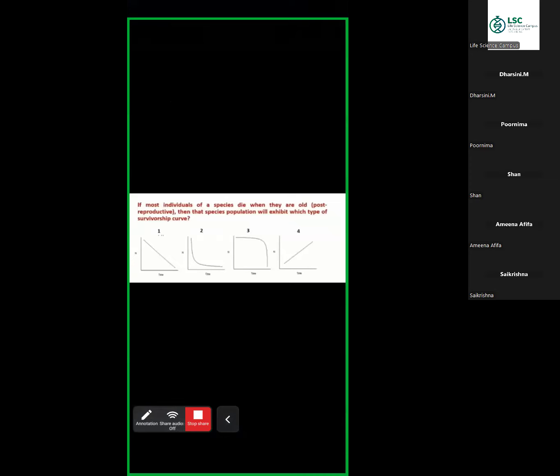If most individuals of a species die when they are old, then that species population will exhibit which type of survivorship curve? So you can see that in this case, most of the species die when they are old. So there will be a decrease in the population size after the individuals become old. So this is the right answer. Option 3 is the right answer.